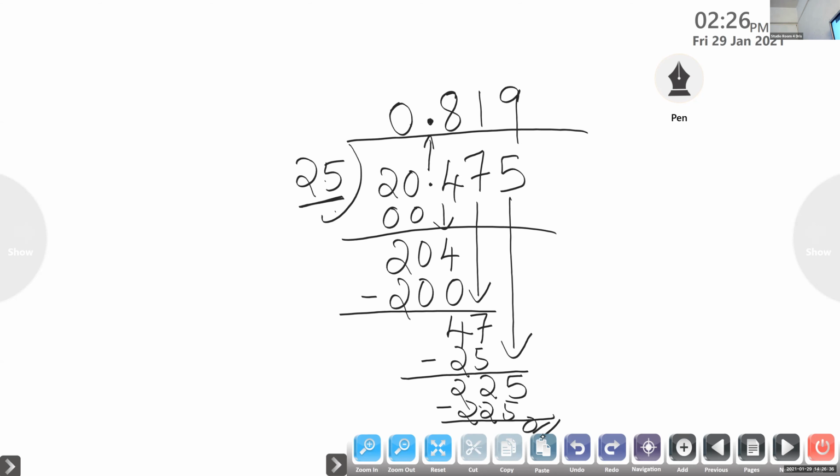0.819. Okay, so children, why is there 0 in the integral part? Because here 20 is smaller than 25. We cannot divide. So what do you have to do? You have to place 0. Then you have to line up the decimal point there. Then 8 into 25. Then do it as normal division.